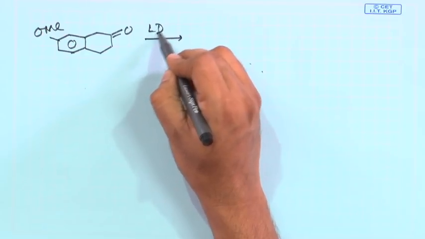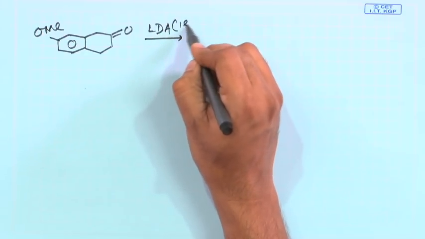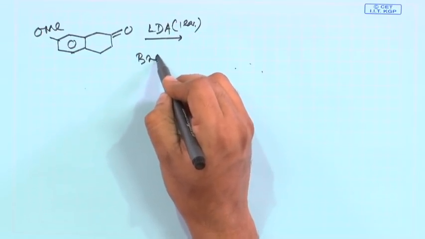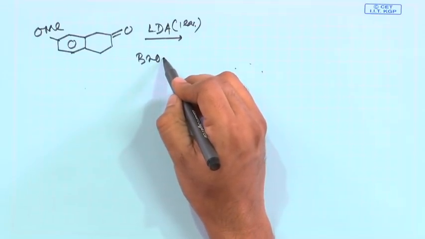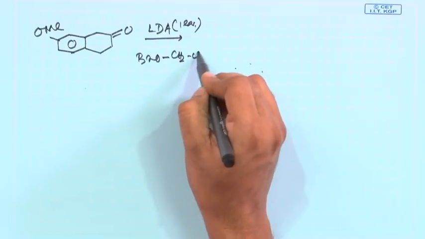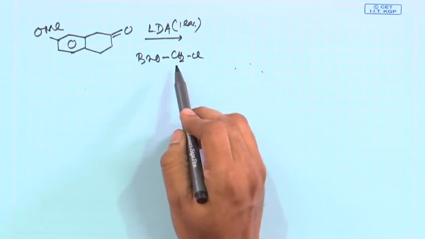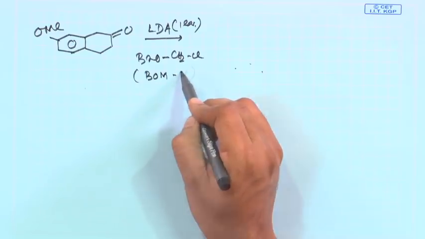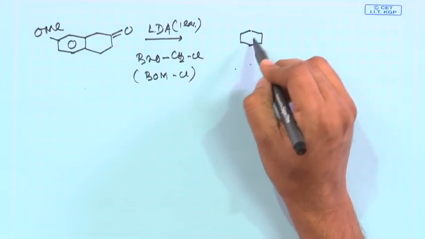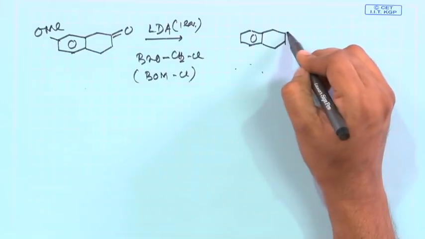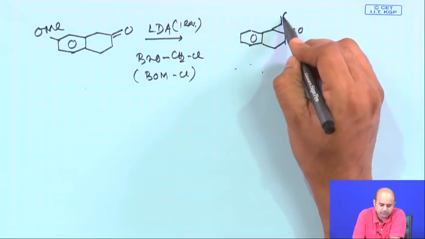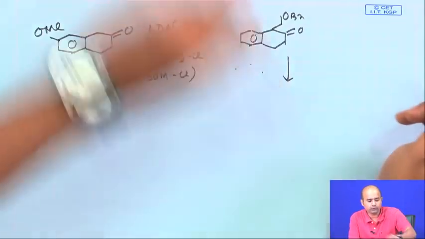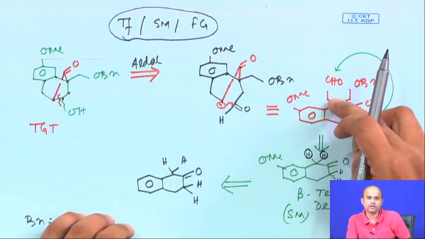I said doing the successive rounds of alkylation. So, LDA, 1 equivalent. Now, what are the groups that need to be introduced? The first one is BnOCH2Cl. This is called benzyl oxymethyl chloride, abbreviated as BOM chloride. So, in the first round of alkylation we get OBn. The second group which you need to introduce must have a CH2CHO.